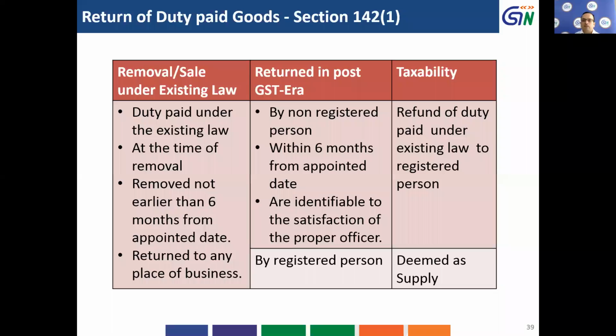And if it is returned by a non-registered person within 6 months from the appointed day, and it is identifiable to the satisfaction of the proper officer, then refund of duty under existing law will be allowable to the registered person. And if those goods were supplied to a registered person, then any return will be considered as a supply. So this refund benefit is applicable only if the goods were supplied to a non-registered person. For a registered person, it will come as a supply.